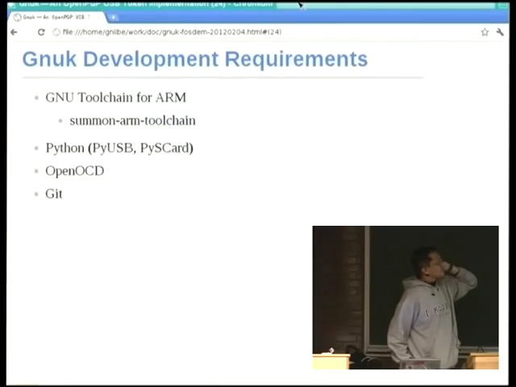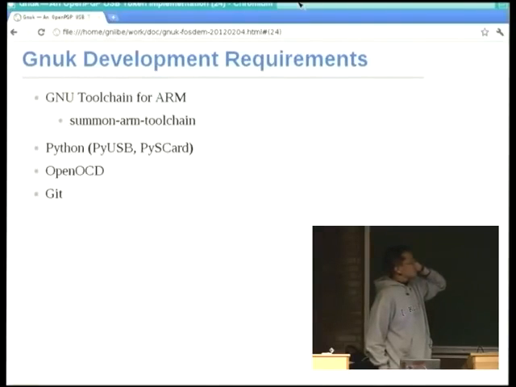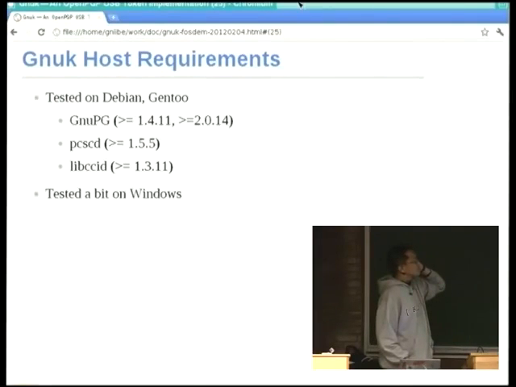And these are the Gnuk development requirements. We need a toolchain for ARM, and I am currently using the script named summon ARM toolchain. We also need Python and a Python module called PyUSB and PySmartCard, and we also use OpenOCD and Git. And here are the host requirements. Basically, we tested against Debian and Gentoo. If you have a fairly new GNU-PG, PCSCD and libccid, you can use the Gnuk token with no problem. And I also tested on Windows, but only a bit.